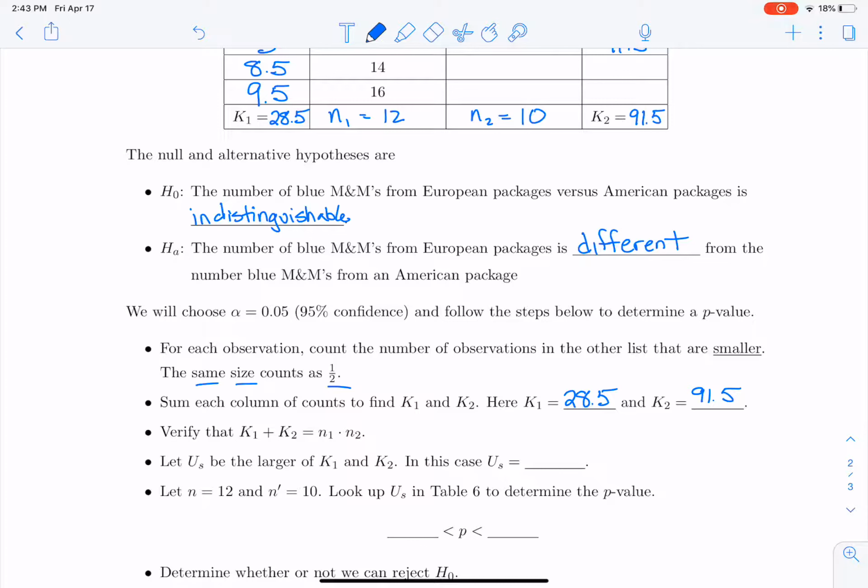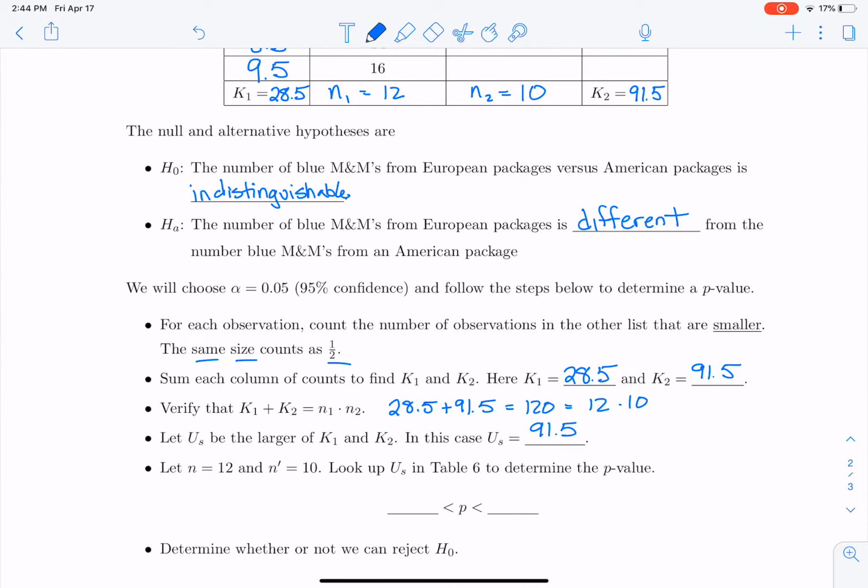And then I need to check my work. So I'm going to verify that K1 plus K2 has to equal N1 times N2. So if I add K1 plus K2, 28.5 plus 91.5, I get 120, and that is indeed 12 times 10. Now the test statistic, U sub S, is actually the larger of K1 and K2. In this case, 91.5. That'll be my test statistic.